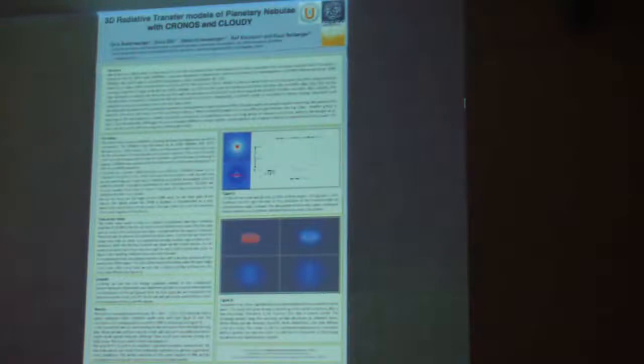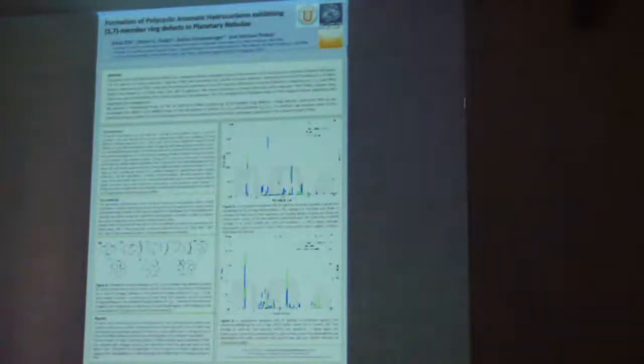So, next one is also a completely different topic. It's about the formation of polycyclic aromatic hydrocarbons exhibiting a 5-7 member ring defect. I cannot explain the defect here, so if you want to know more about it, you can check the poster.